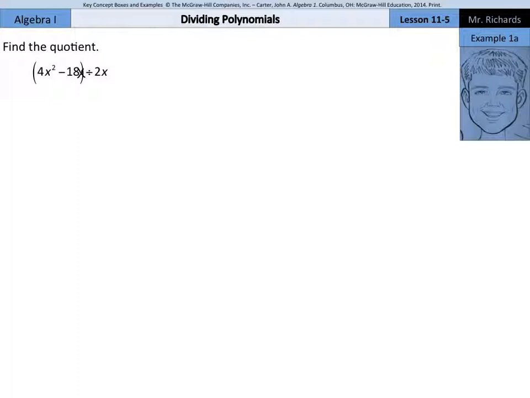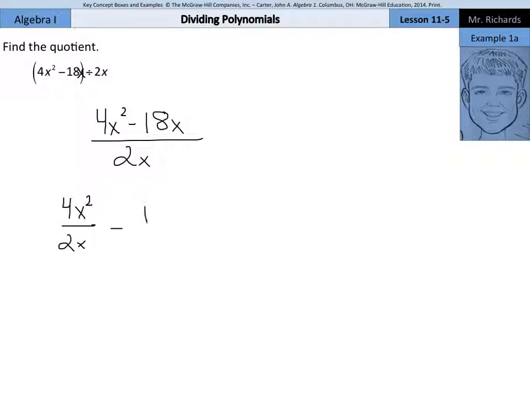Our first example has us find the quotient of the quantity 4x squared minus 18x divided by 2x. So let's rewrite this as 4x squared minus 18x divided by 2x. So now we've written it as a rational expression. The next step is going to be to divide each term by 2x. We're going to take our 4x squared and divide it by 2x. We're going to subtract that from 18x divided by 2x.